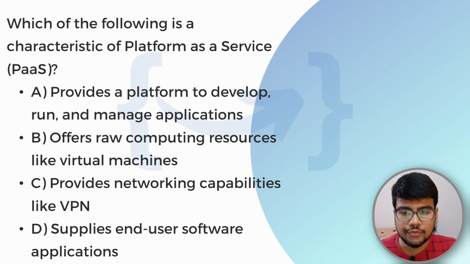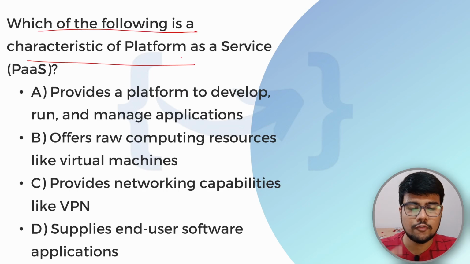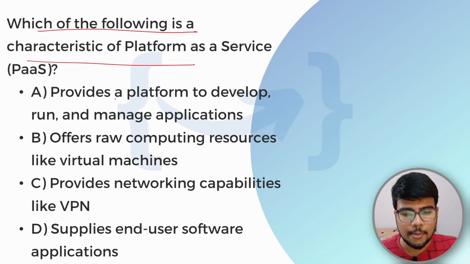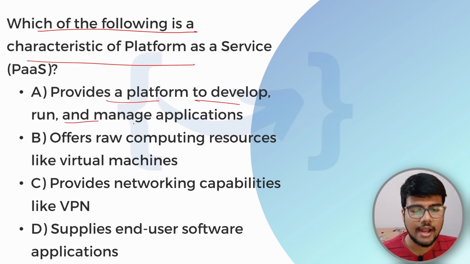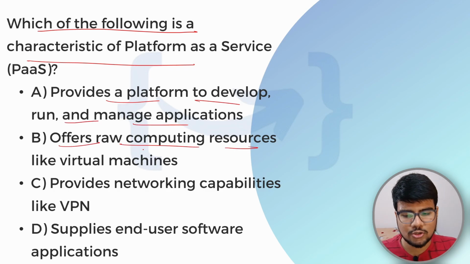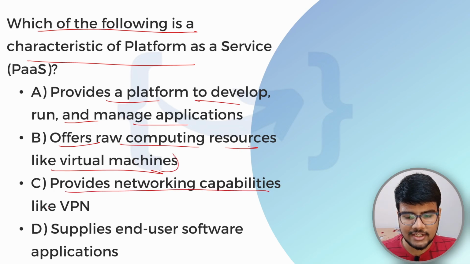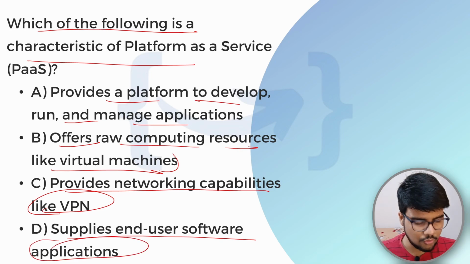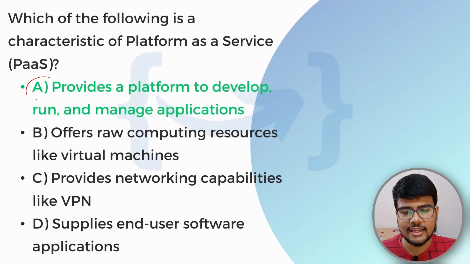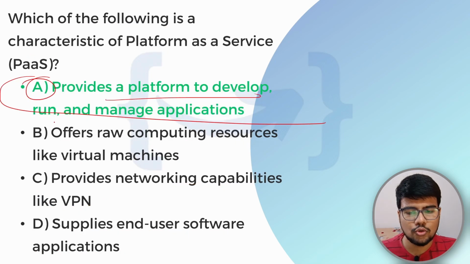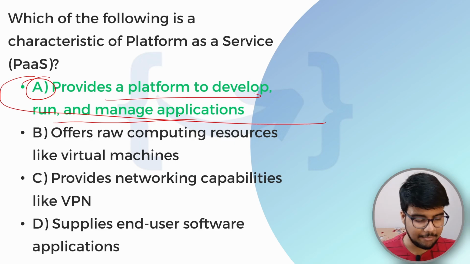Okay. Now, which of the following is a characteristic of PaaS, which is platform as a service? Provide a platform to develop, run, manage applications. Again, I think the option is A. Offer raw computing resources like a virtual machine. Cannot be. Provide networking applications like VPN? No. Supplies end users software applications? No. The correct answer is again option A. Provide a platform to develop, run, and manage the applications.